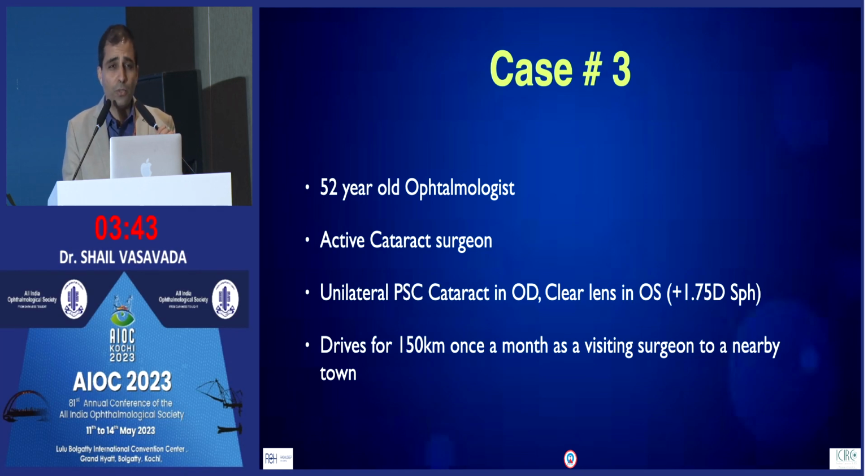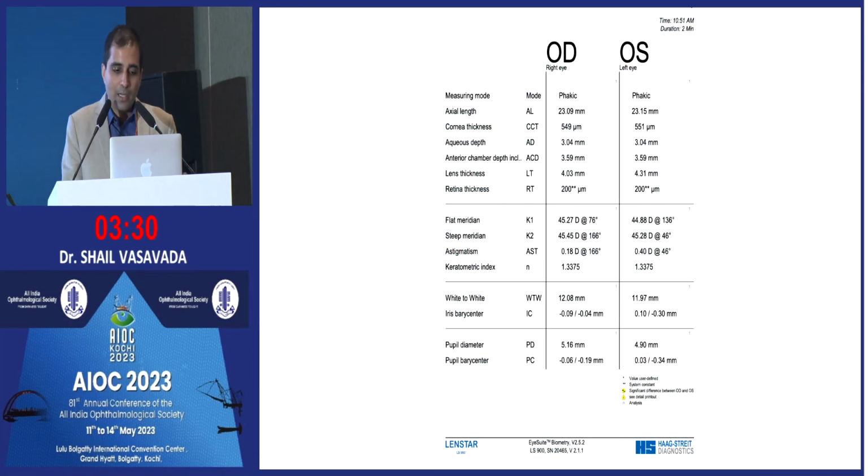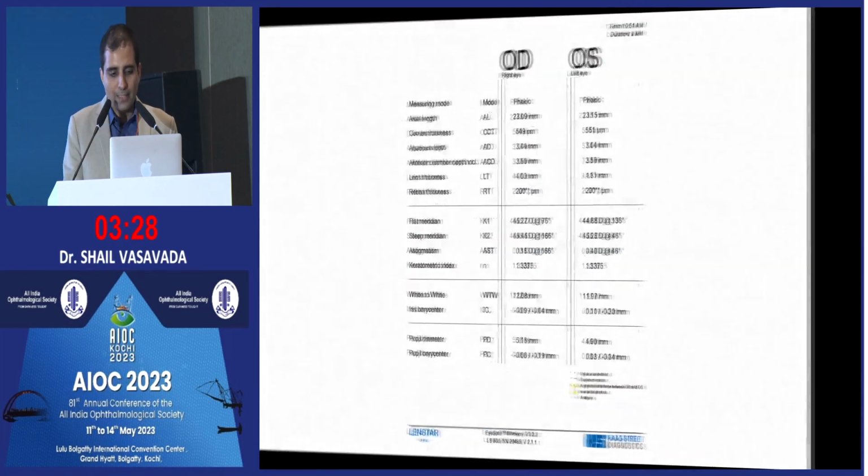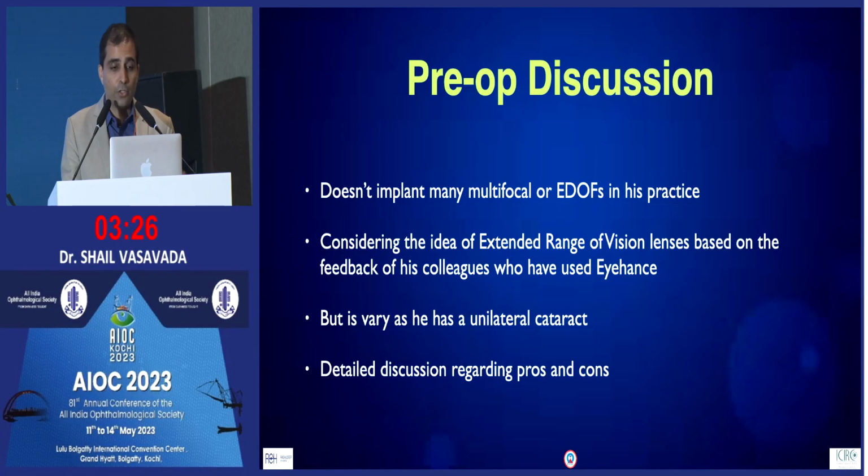So, a 52-year-old ophthalmologist, an active cataract surgeon with unilateral PSC, who goes to a peripheral center once a month, driving on his own, of course, like most of us, as a visiting surgeon to a nearby town. His otherwise ocular profile is suitable. He has a unilateral cataract. He doesn't implant too many of these IOLs in his own practice. His colleagues had suggested that he could consider some of these monofocal plus or EDOF IOLs, but he was very sincere as it was a unilateral cataract.